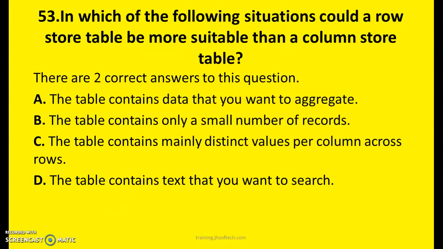53rd question, in which of the following situations could a row store table be more suitable than a column store table? There are two correct answers for this question. A, the table contains data that you want to aggregate. B, the table contains only a small number of records. C, the table contains mainly distinct values per column across rows. D, the table contains text that you want to search.